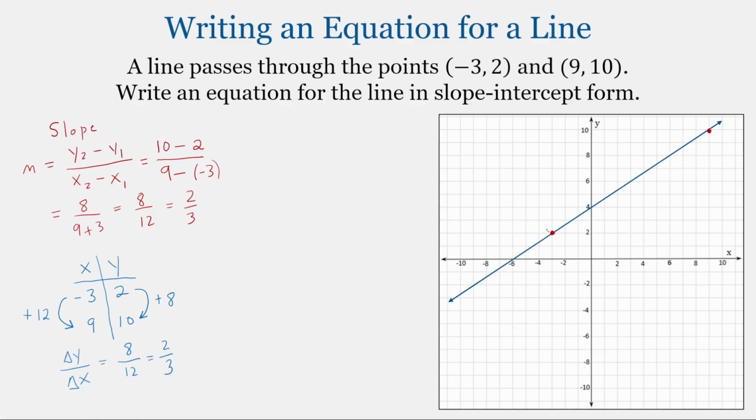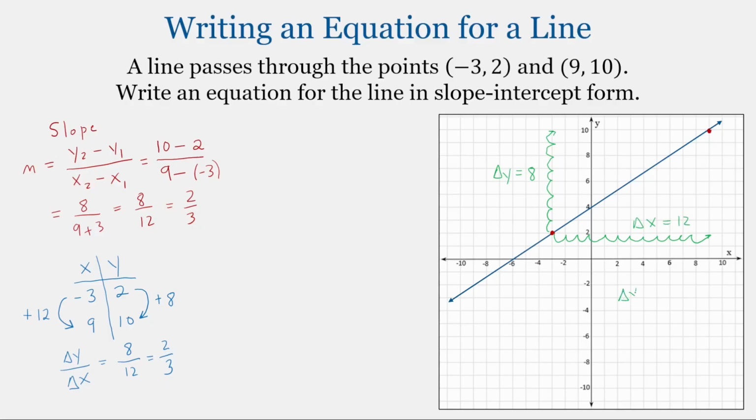And we're going to count 1, 2, 3, 4, 5, 6, 7, 8. So our change in y was equal to 8. And then starting at that same point, let's count our change in x. So 2, 3, 4, 5, 6, 7, 8, 9, 10, 11, 12. So our change in x value is equal to 12.